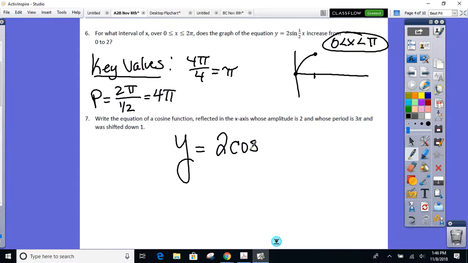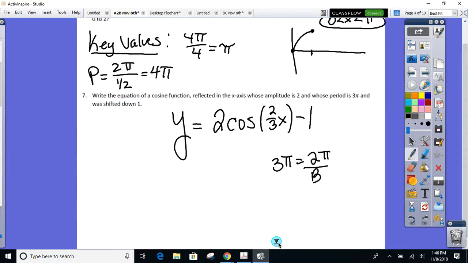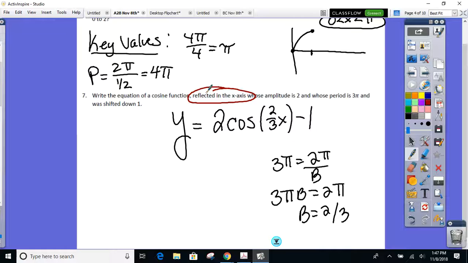Two cosine. Okay, let me just quickly check the frequency here. The period was 3 pi, so you set that equal to 2 pi divided by b, right? You cross multiplied: 3 pi b equals 2 pi. Divide both sides by 3 pi, b equals 2/3. Nice job. There is one thing you are missing, Rachel. Reflected in the x-axis. What was always on a graph that told me it flipped over the x-axis? Negative out in front, yes.